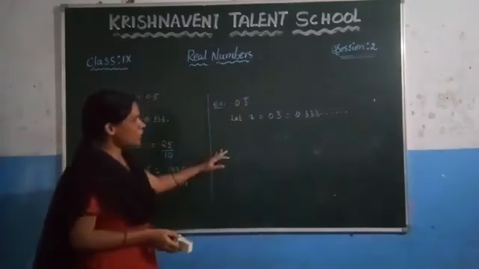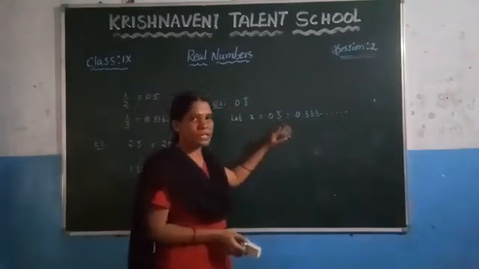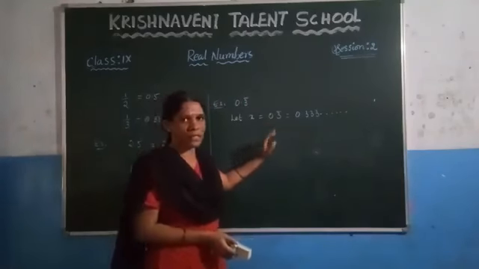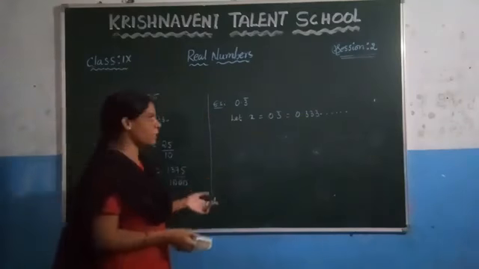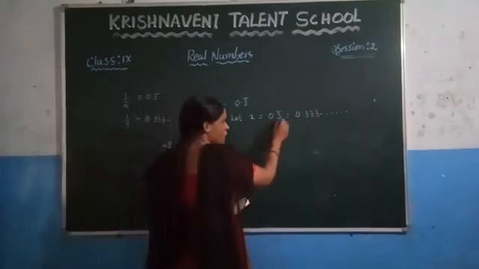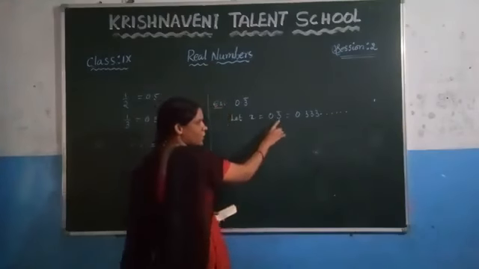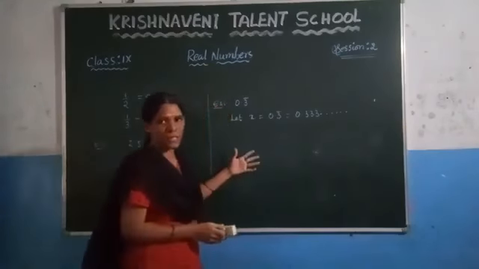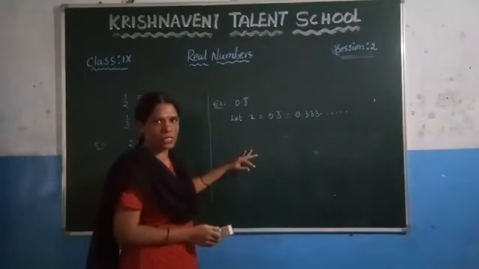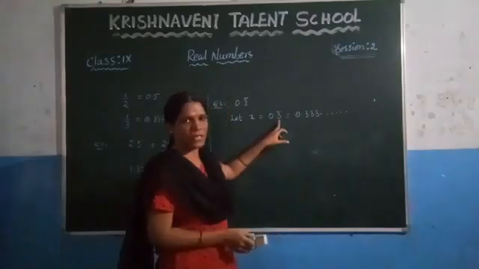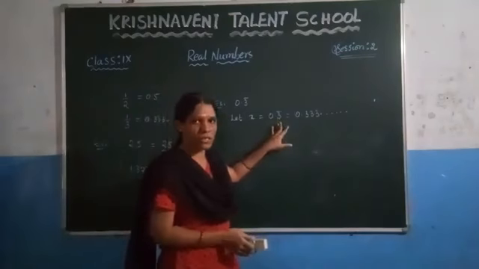Here you just have to check what the periodicity is. In the earlier class we already discussed the period and the periodicity. What is meant by the period? The number that is repeating, we call it the period. Here what is the period? 3. How many numbers are repeating, that we call the periodicity. Here only one number is repeating, so the periodicity is 1.